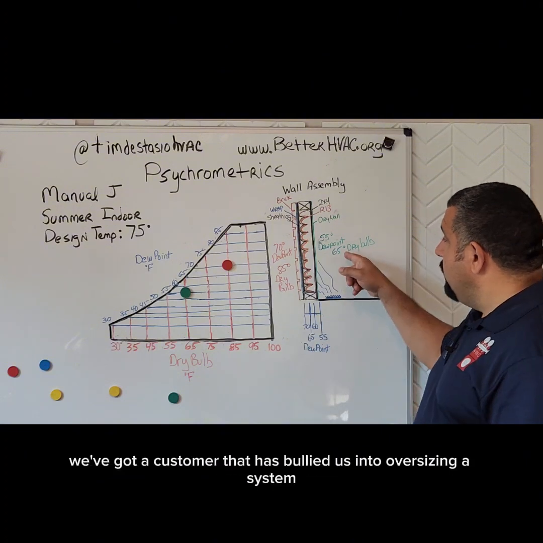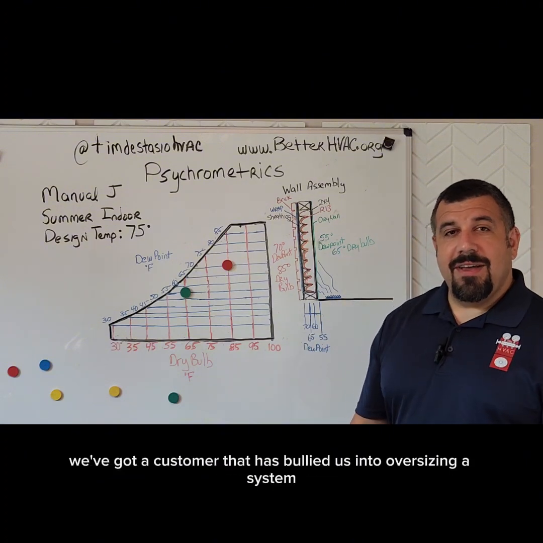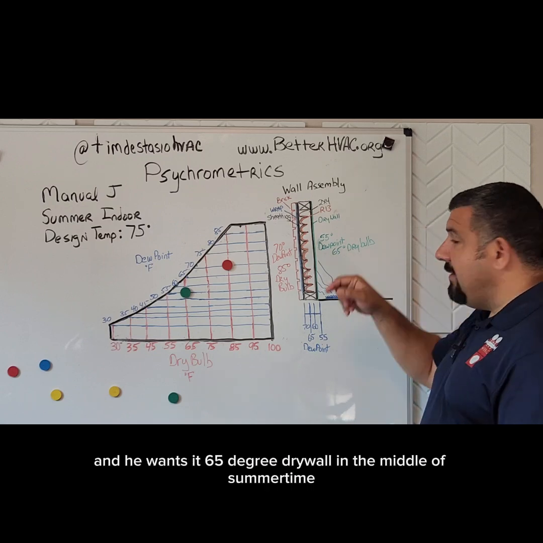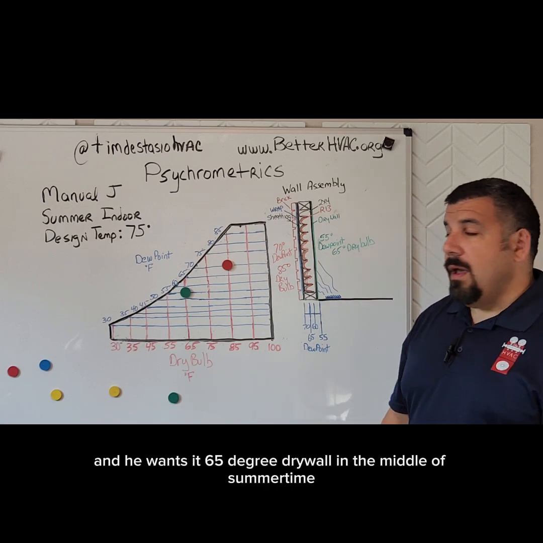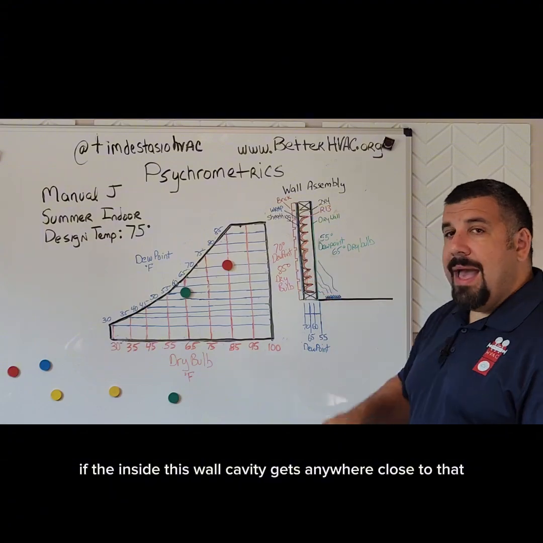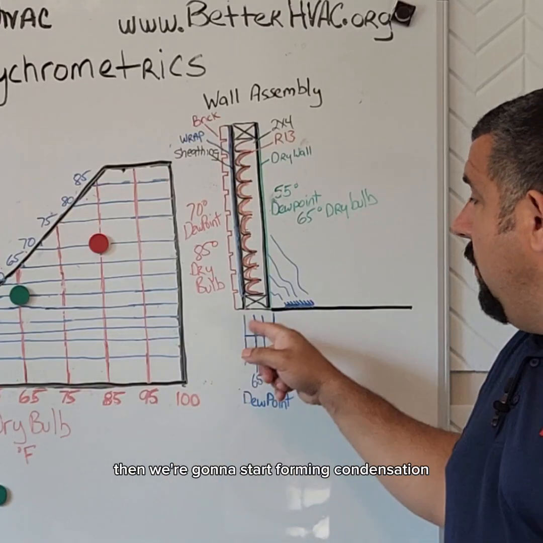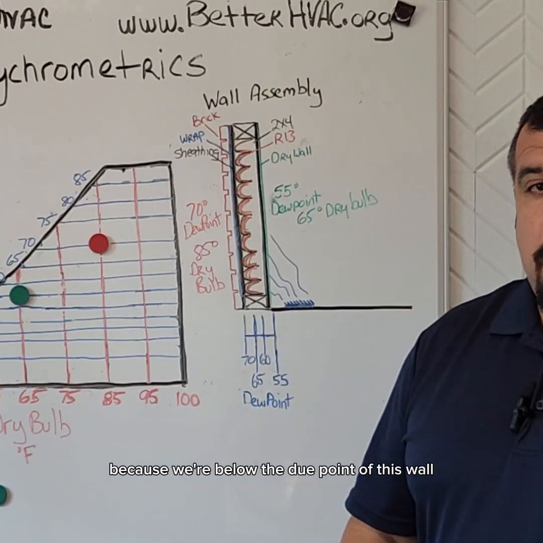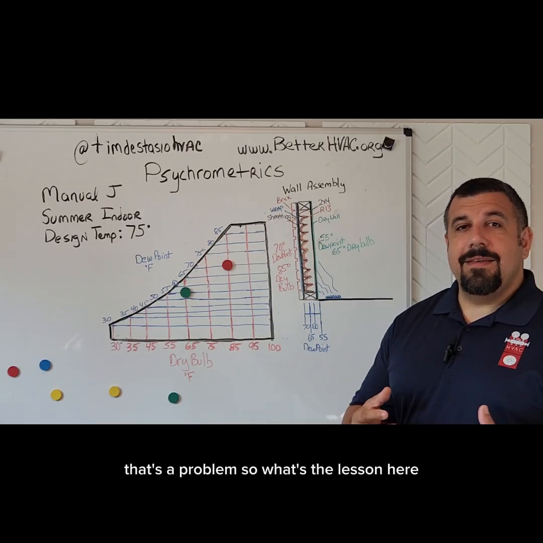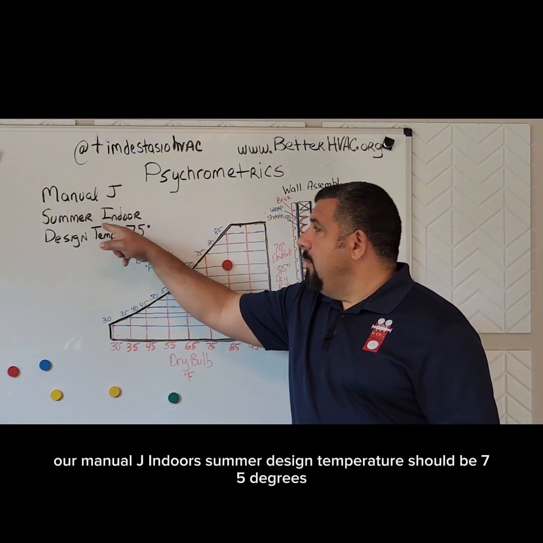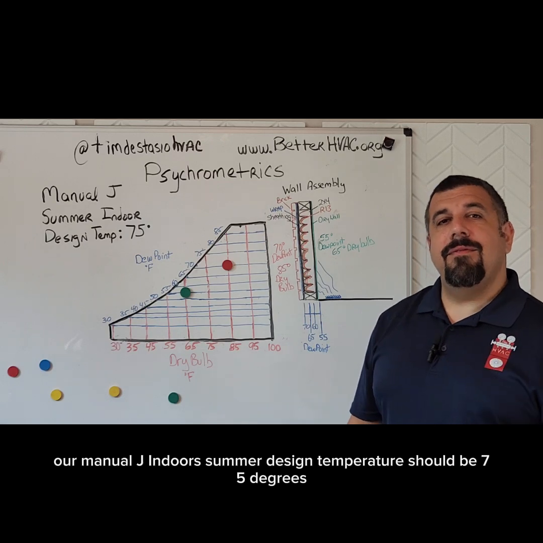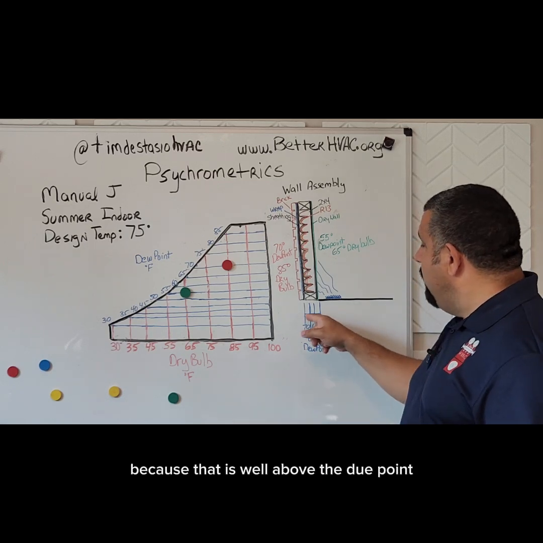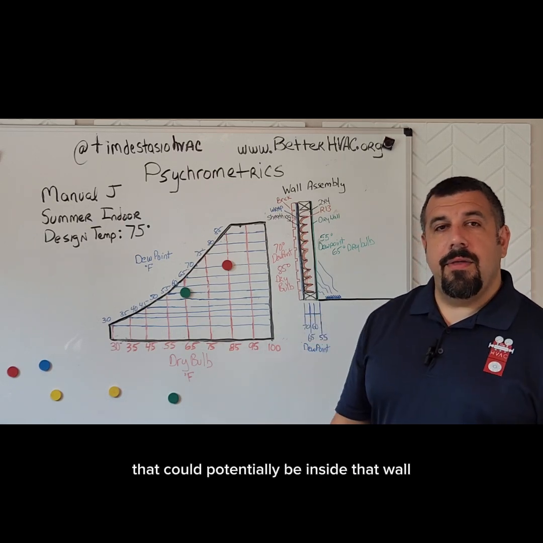So let's say that we've got a customer that has bullied us into oversizing a system and he wants it 65-degree dry bulb in the middle of summertime. If the inside of this wall cavity gets anywhere close to that, then we're going to start forming condensation because we're below the dew point of this wall. That's a problem. So what's the lesson here? We cannot allow customers to dictate what our design temperature is. Our Manual J indoor summer design temperature should be 75 degrees because that is well above the dew point that could potentially be inside that wall.